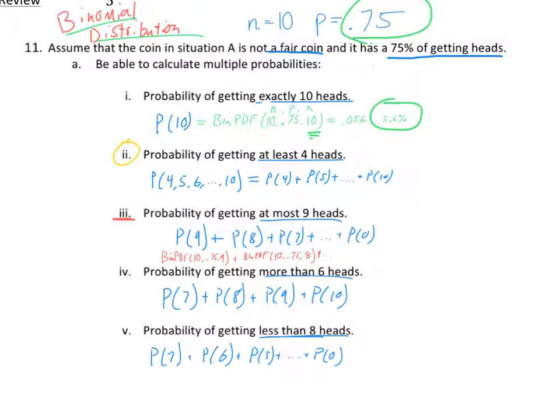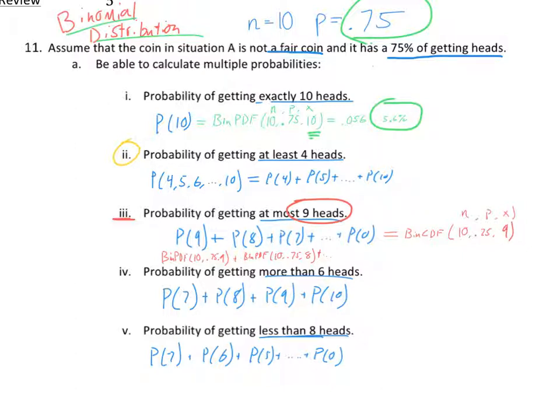Or I could use the other function that our calculator has, called the binomial CDF. Remember, CDF stands for cumulative distribution function. It's still going to ask me for n, p, and x. In this case, my n is 10, my probability of success is 0.75, and the number of successes I'm looking for is at most 9. I want at most 9, so I've got to consider that.